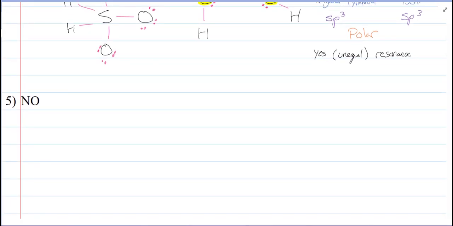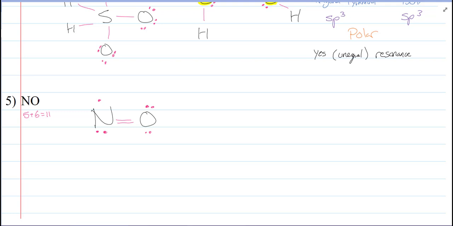NO. Electrons: 5 plus 6 is 11. Bond. 2, 4, 6, 8, 10, 11. Not good. Let's see here. 2, 4, 6, 8. Good. 2, 4, 6, 8. 7. 7. 7. Ooh. Is that okay? Yeah, that's a radical. There's not much we can do about it.